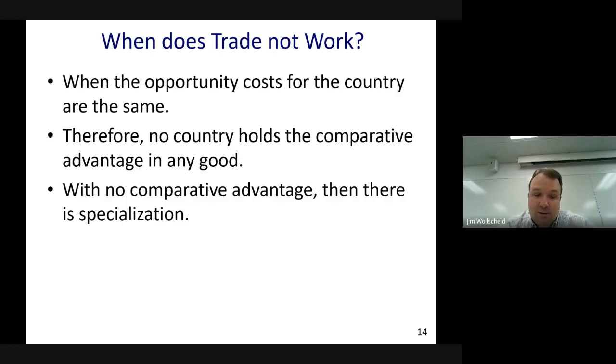When does trade not work? There are opportunities when trade does not work. Trade doesn't work under two conditions. Sorry, I only gave you one here. Condition one, trade doesn't work when the opportunity costs are exactly the same. If we were all exactly identical, then we wouldn't have any comparative advantages over one another. And if we wouldn't have any comparative advantages, then we wouldn't specialize. So the one way that trade doesn't work is if everyone is the same.